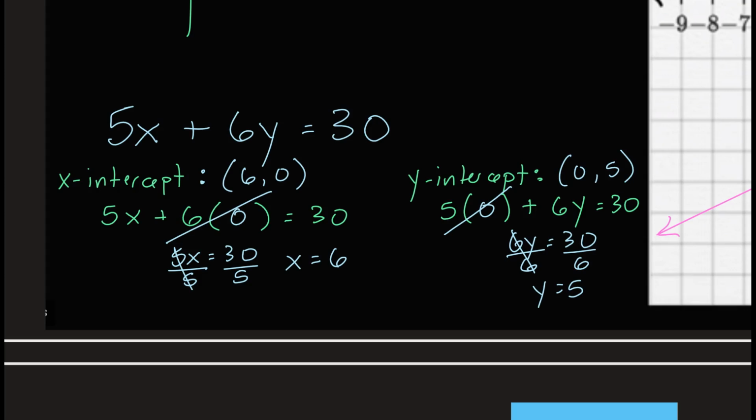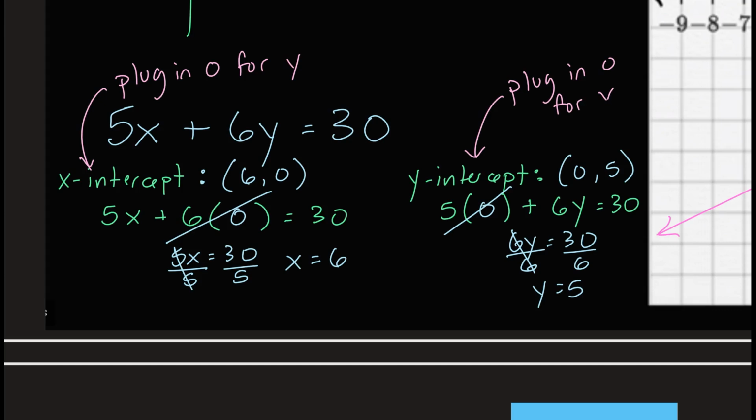So, long story short, whenever you're trying to find the x-intercept without a calculator and you don't feel like graphing, or you don't have a graph, you plug in 0 for y. And whenever you're trying to find the y-intercept, you plug in 0 for x.